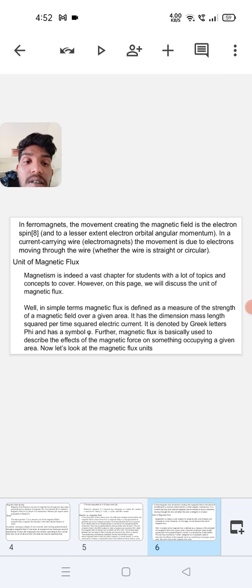It is denoted by the Greek letter phi, and the magnetic flux is basically used to describe the effects of the magnetic force on something occupying a given area. Now let's look at the magnetic flux units.